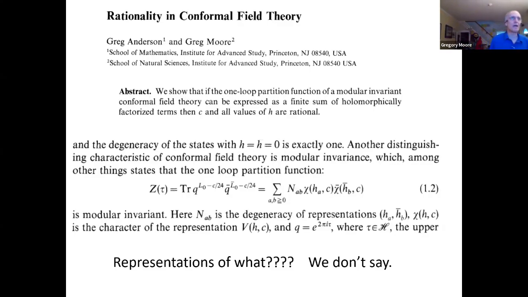But you can see in this paper that I was confused just the way Friedan and Schenker were confused. We say that we have a degeneracy, we expand the partition function this way in terms of these coefficients, N_AB, and we say that's the degeneracy of representations, but frustratingly, we don't say representations of what. And if you take literally what I said, that they're representations determined by h and h bar, that's wrong, because that would be representations of the Virasoro algebra. But on the next page of this paper, we say that N_AB is a finite sum.